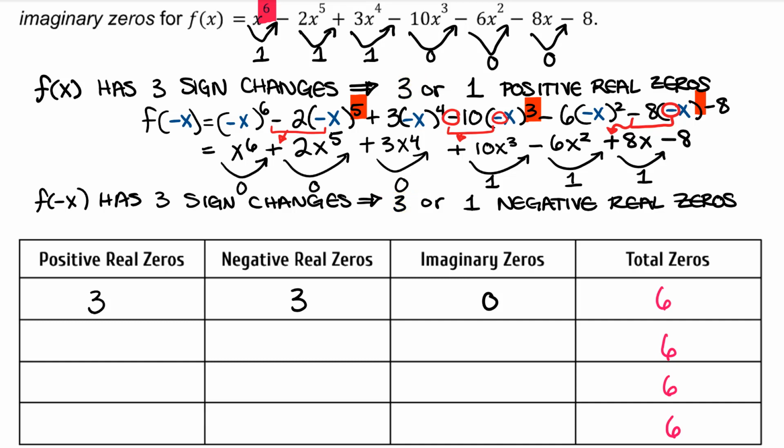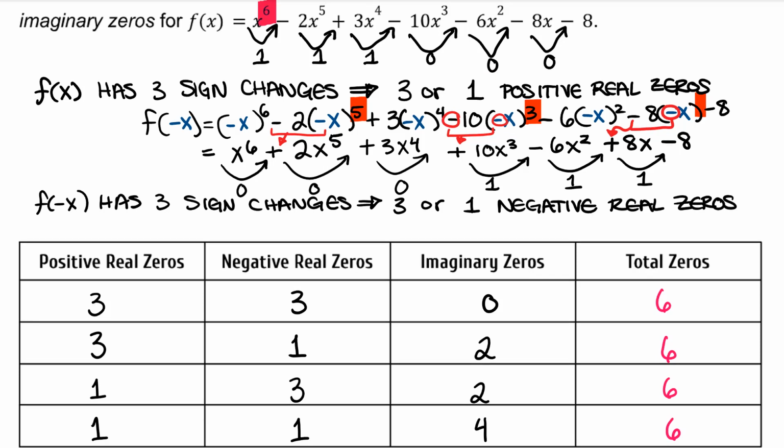New combination, we could have 3 positive real zeros, 1 negative real zero, which would make 2 imaginary zeros in order to get a total of 6. Or you could have 1 positive real zero and 3 negative real zeros, which would give you 2 imaginary zeros to give you a total of 6. The last combination would be 1 positive real zero, 1 negative real zero, and 4 imaginary zeros.